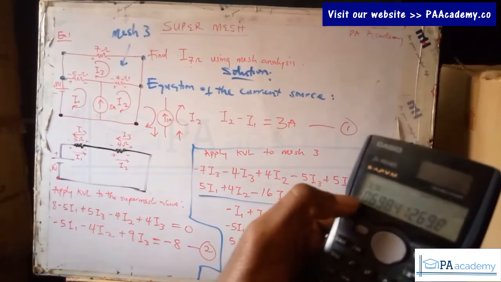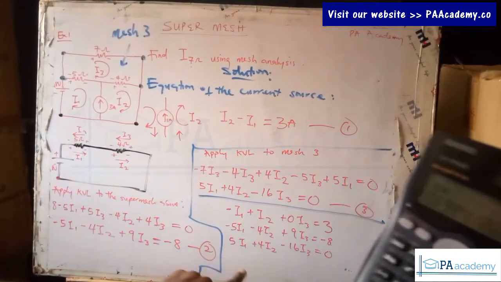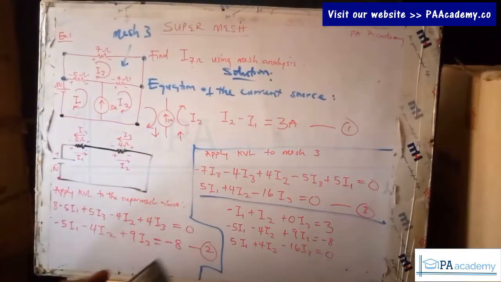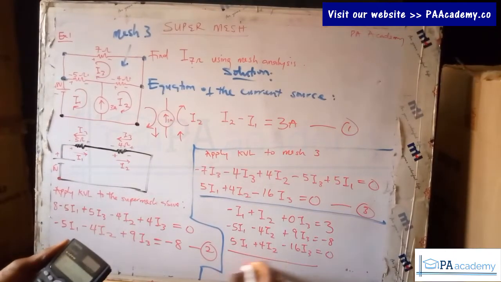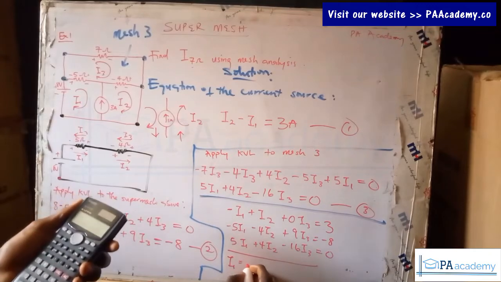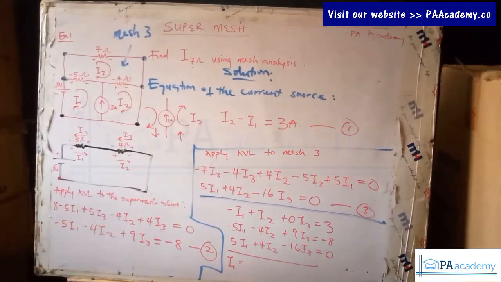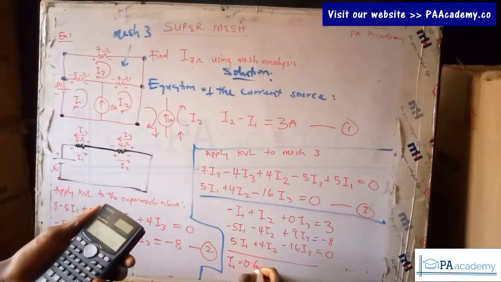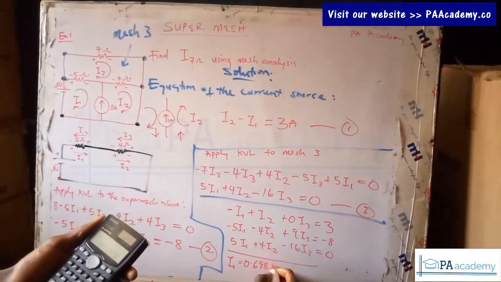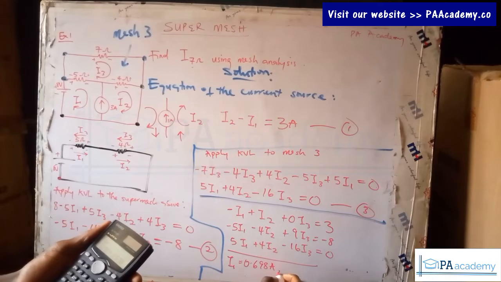So with this now, that means x is 0.69. That x means our I1. So let me write that down. That I1 is equals to, I hope you can see it, 0.698. Don't forget to always put your unit, amperes.